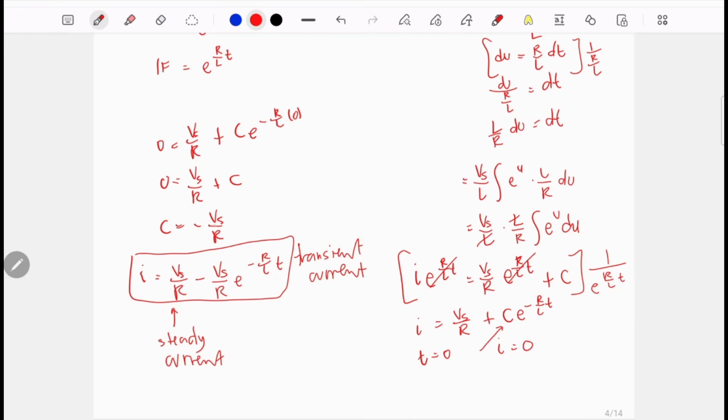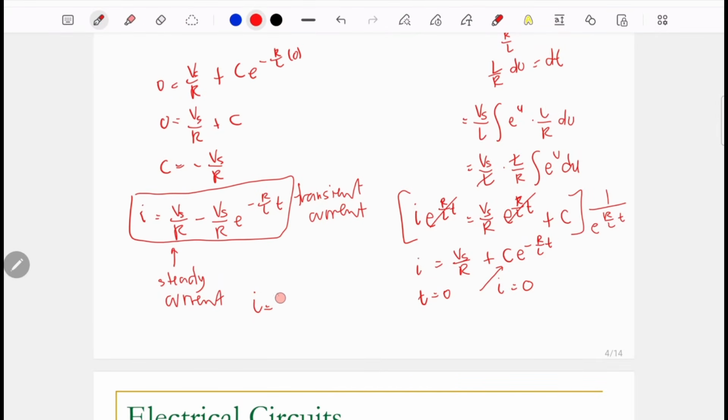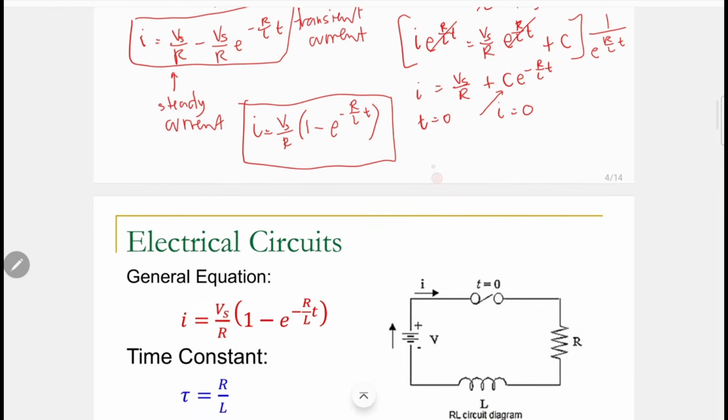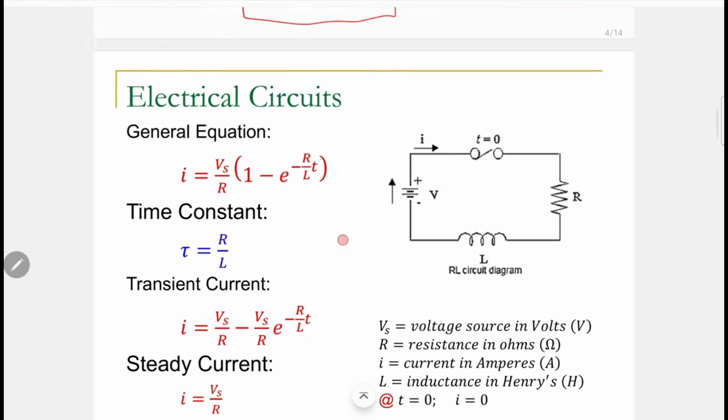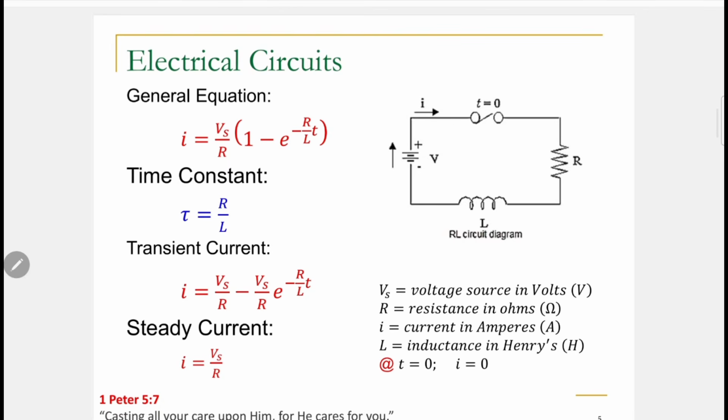Okay? So what is common? Common is V sub s. So current equals V sub s over R. What is left here is 1 minus e to the negative R over L times t. So this is the general equation or general solution for RL series circuit. V sub s is the voltage source in volts. R is the resistance in ohms. I is the current in amperes, capital A, and L is inductance in henries, capital H.